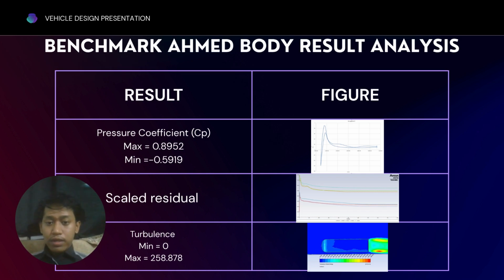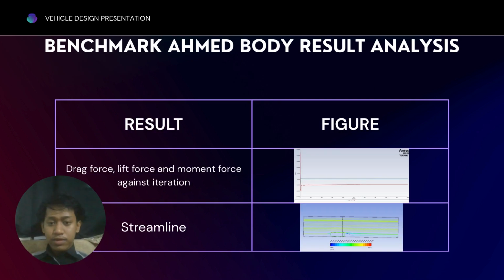We also got a pressure coefficient of 0.859 maximum, and a minimum of negative 0.5919, and turbulence for this benchmark. So this is the drag force, lift force, and moment force graph, and this is the streamline for the benchmark Ahmed body.